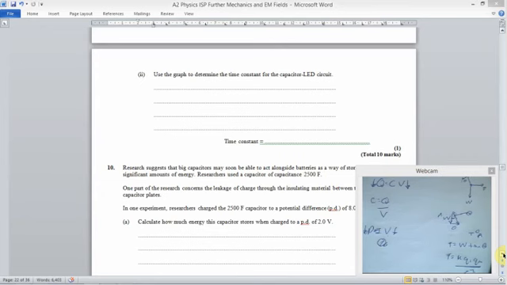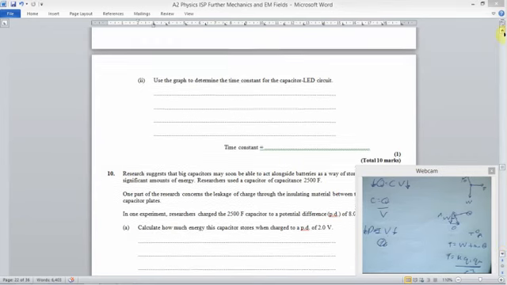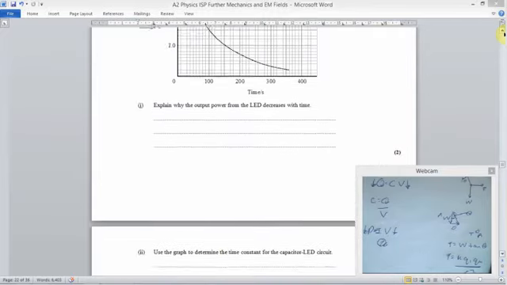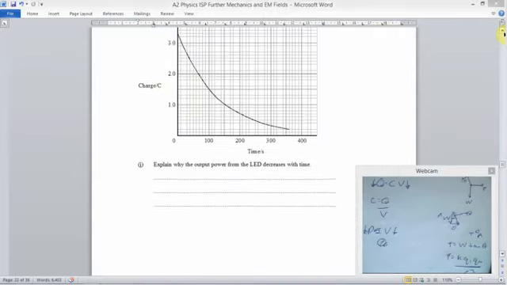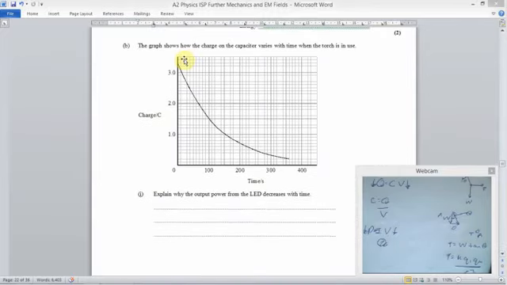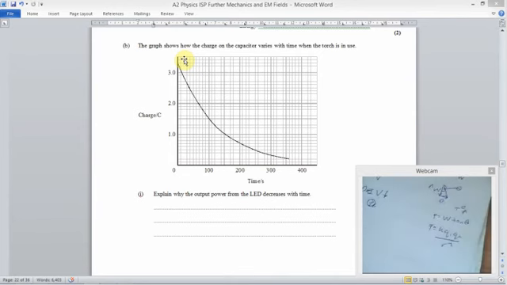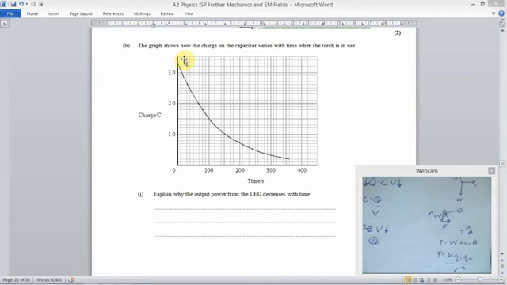Use the graph to determine the time constant for the LED circuit. Okay, so remember the time constant is the time it takes to get down to 0.37 of the original value. So you've got to figure out what the original value is, multiply that by 0.37, and then read across what the value of that actually is in terms of time. So the original value is about 3.4. My version of the graph isn't very good. Your printed out version will be better. I need to multiply by about 0.37 to figure out what the value would be.